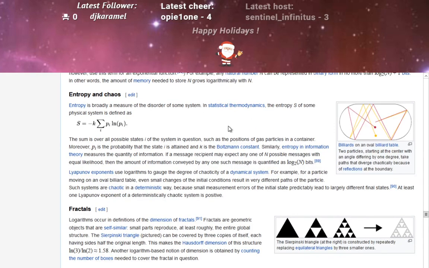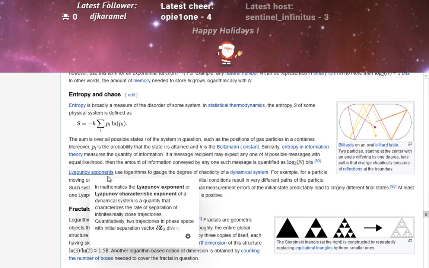I'm just going to read this. The sum is over all possible states of the system in question, such as positions of gas particles in a container, etc. Entropy in information theory measures the quantity of information. If a message recipient may expect any one of n possible messages with equal likelihood, then the amount of information conveyed by any one such message is quantified as the log base 2 of n bits. That has to do with some digital. Okay, wait a minute.